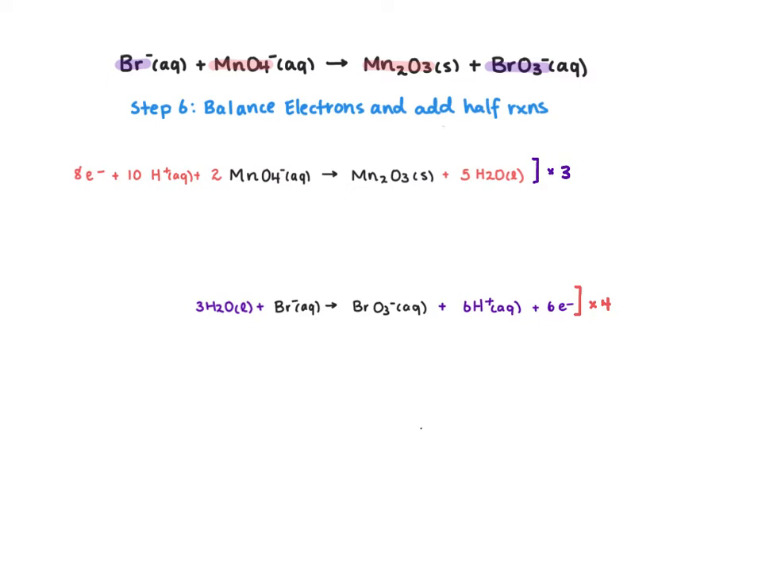So I'm going to rewrite these reactions now with our multiplication. So we'll have 24 electrons gained, plus 30 hydrogen ions, 6 permanganate ions, 3 manganese 3 oxide, and 15 water molecules. And we can see that this is still a balanced reaction.